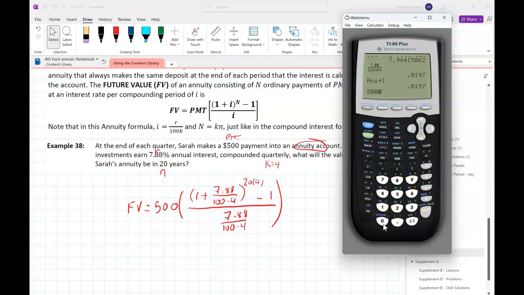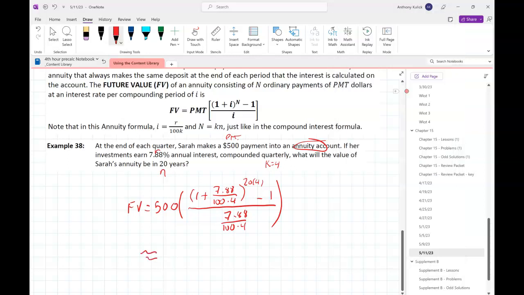So now I'm going to do 500 times fraction 1 plus, and then instead of writing this as another fraction, I'm just going to use that i I just made, to the 20 times 4, minus 1, over i. So I get $95,483.39. Which is not bad.